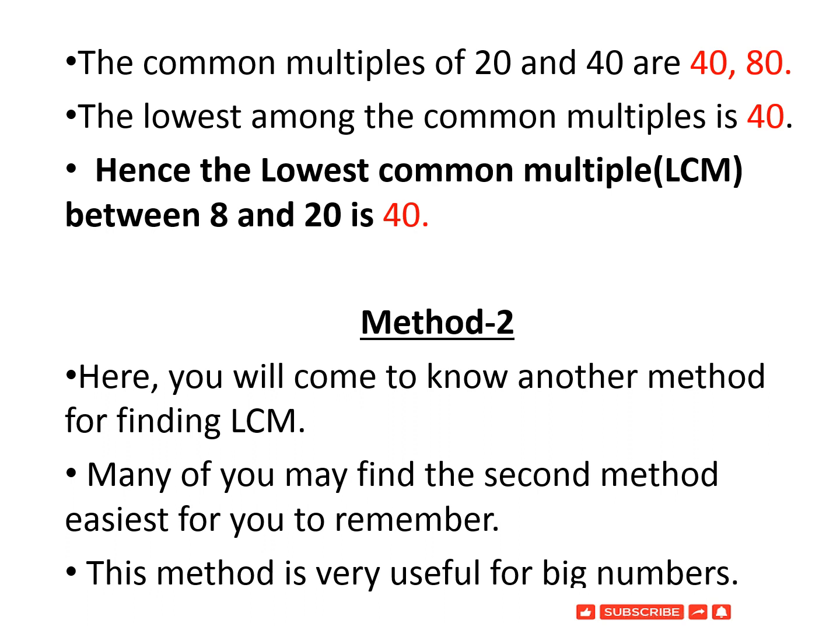Okay, so now I go to the second method, that is method 2. Here you will come to know another method for finding LCM. Many of you may find the second method easiest to remember. The method is very useful for big numbers or for a series of numbers. In my example, I have taken two numbers, for finding LCM of two numbers. You may have been given LCM of 6 numbers. Then the second method will be very easy for you.